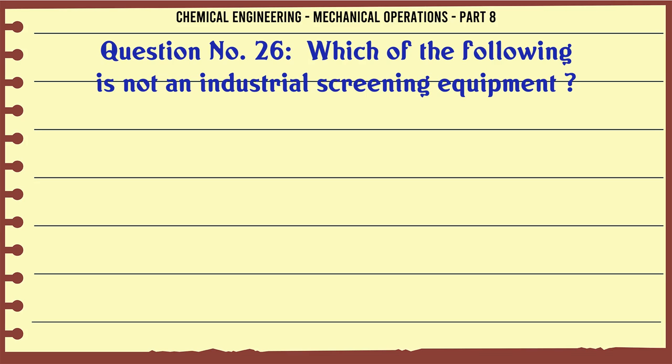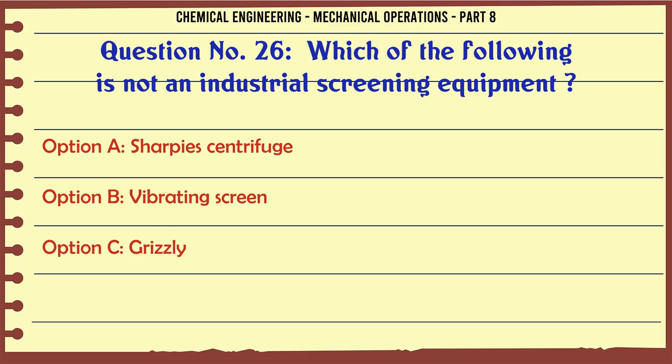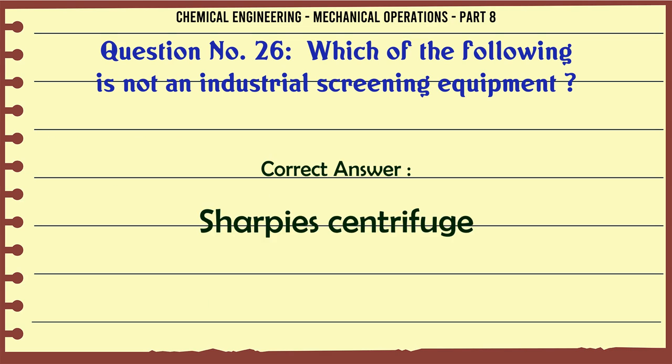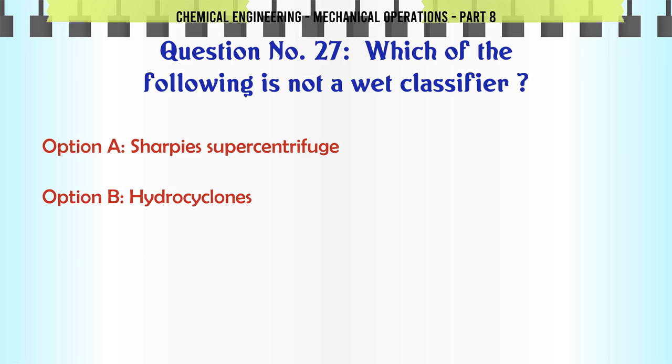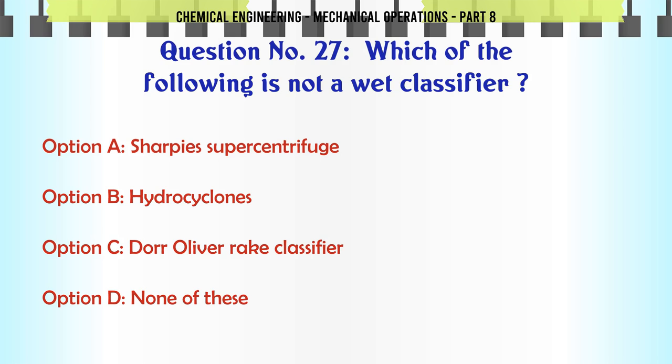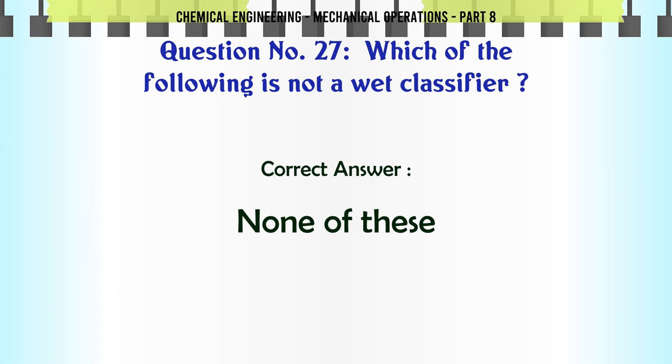Which of the following is not an industrial screening equipment? A. Sharples centrifuge. B. Vibrating screen. C. Grizzly. D. Trommel. The correct answer is Sharples centrifuge. Which of the following is not a wet classifier? A. Sharples supercentrifuge. B. Hydrocyclones. C. Dorr-Oliver rake classifier. D. None of these. The correct answer is none of these.